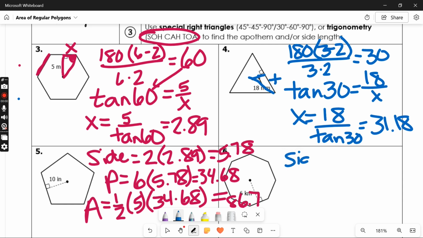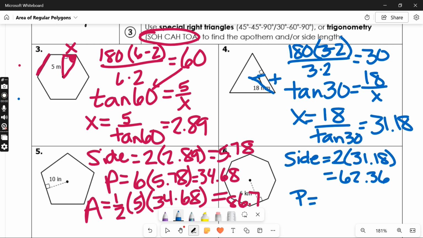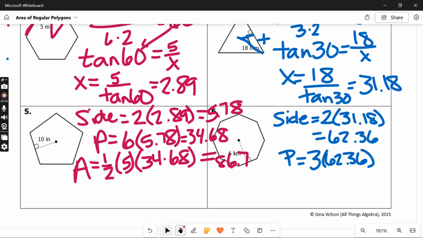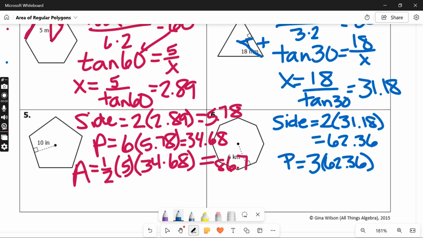Now I can find the whole side length. The way that I find the entire side length is to just multiply by 2. So that tells me my side length is 62.36. I have my apothem. I need perimeter. Perimeter is going to be my number of sides, which is 3, times 62.36. So then my area for number 4 is 1/2.